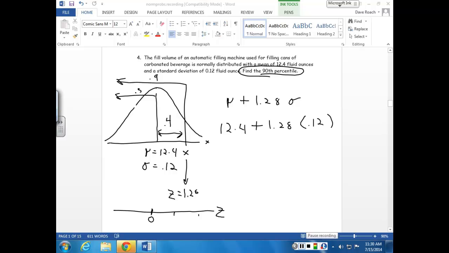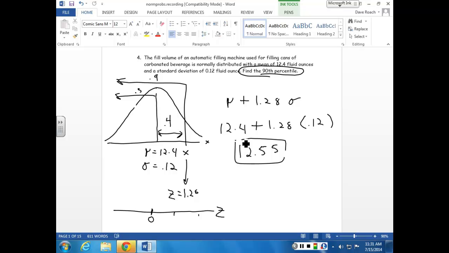Okay, so that comes out to be 12.55. So what that means is if this were a test, it's not, but if it were an exam, that's the context where you guys have seen percentiles before: if that were the score you had, 90% of scores would be below that. So in this case, we're filling this machine with Coke or root beer or whatever.